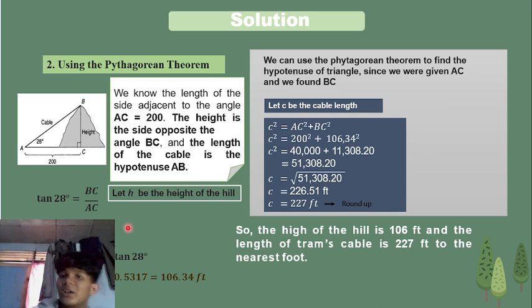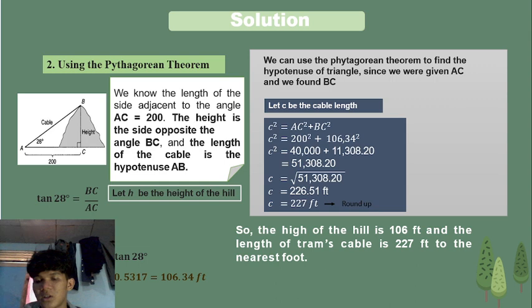Next one is using the Pythagorean theorem. We know the length of the side adjacent to the angle, AC, is equal to 200. The height is the side opposite the angle, BC, and the length of the cable is the hypotenuse AB. Let height be the height of the hill. Tan 28 degrees is equal to BC over AC. Tan 28 degrees is equal to height over 200.